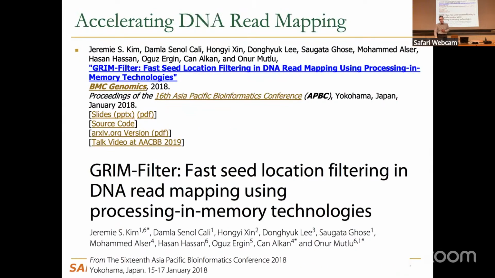We've done a lot of work on genomics. Genomics is a very good fit for processing near memory because it doesn't require heavy computation. It requires a lot of bitwise operations, for example, and bitwise operations are relatively easy to accelerate near memory.